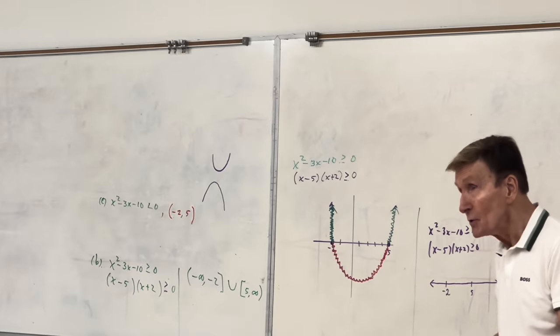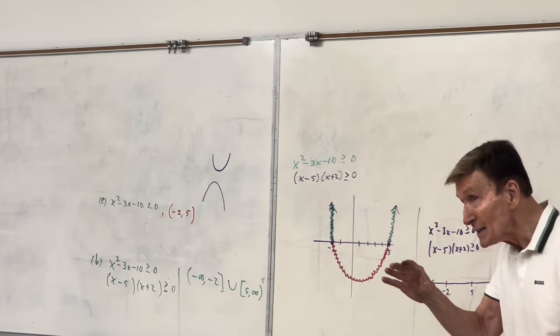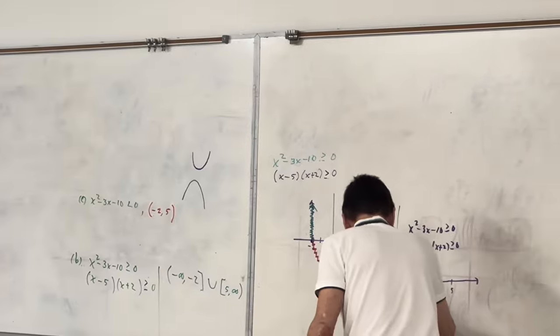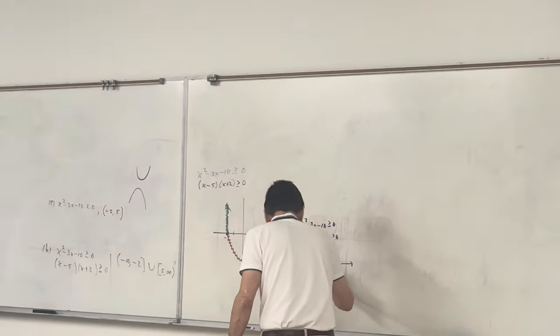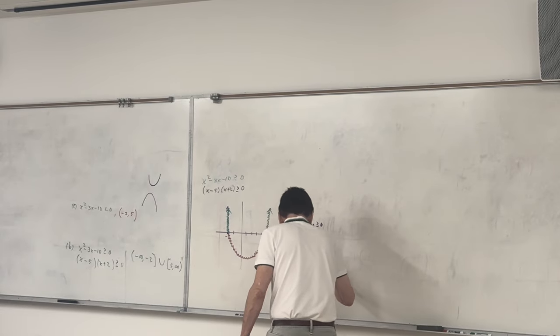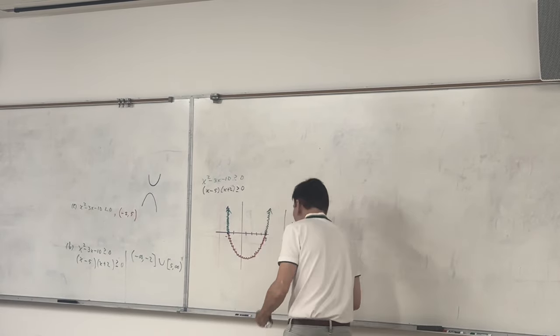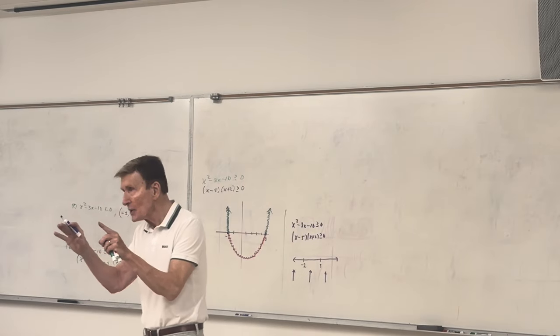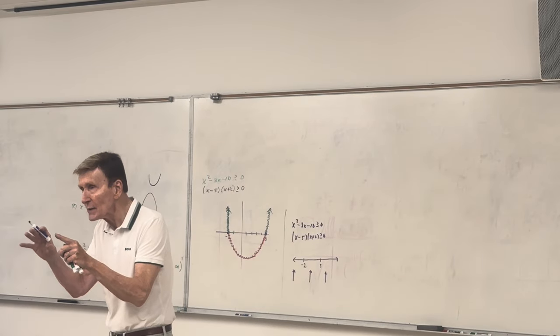Now what you must do to see where to shade and get the answer, you must check a number to the left of negative 2, a number caught between negative 2 and 5, and a number of your choice to the right of 5. I don't care what number you choose, but you gotta choose some number. I'm gonna show you what we're gonna do with it.